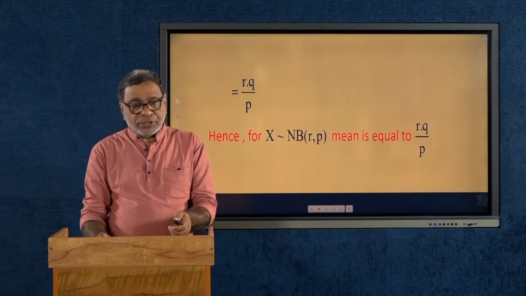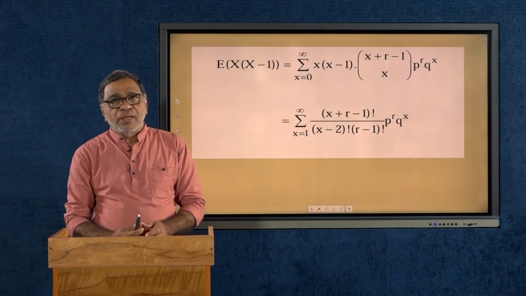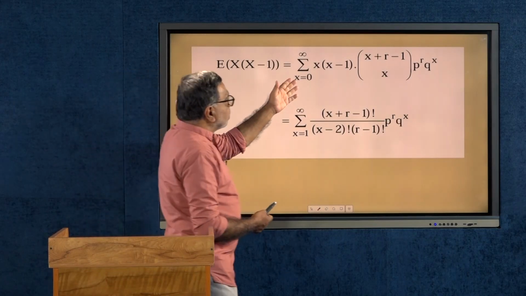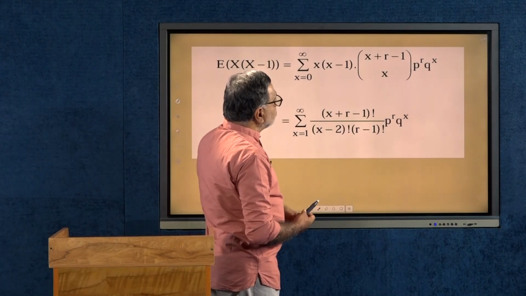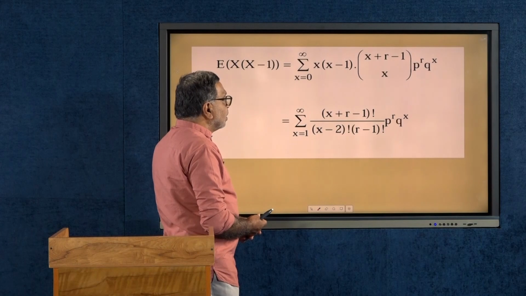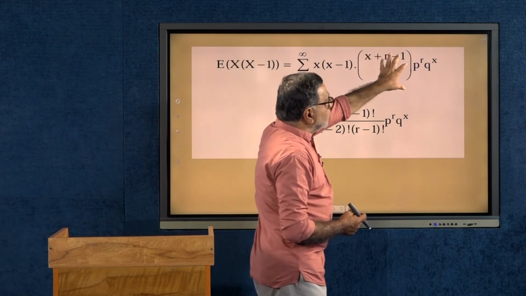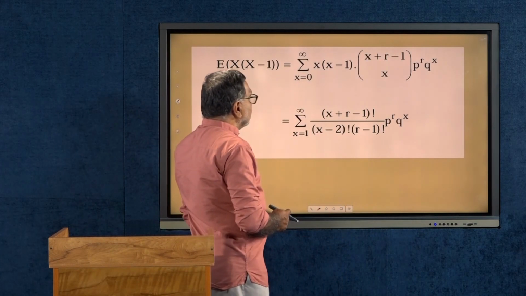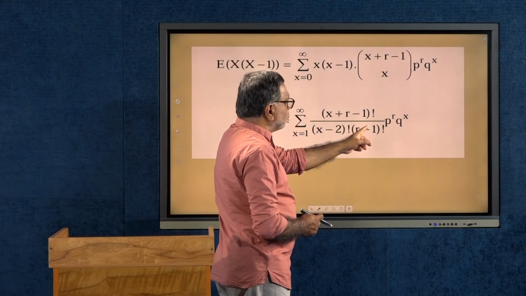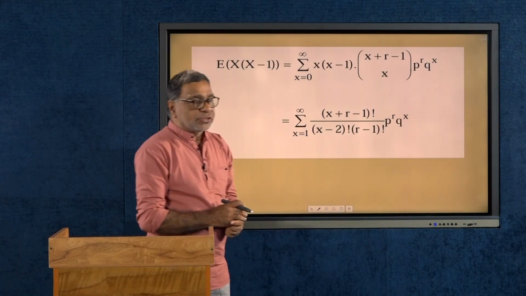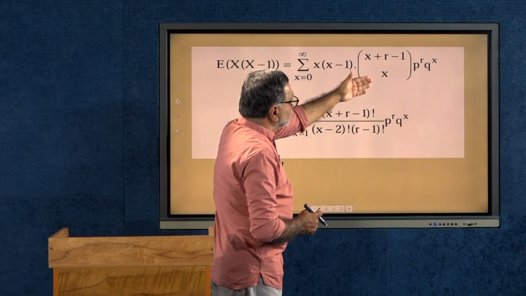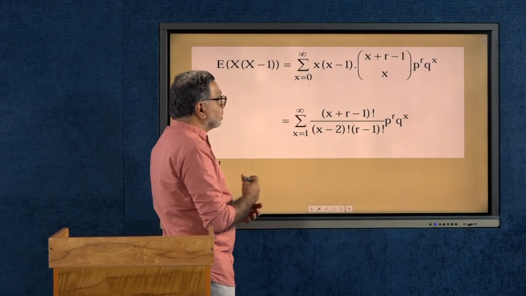To get the expectation of x into x minus 1, as usual, we have the formula: summation over x, x into x minus 1, x plus r minus 1 C x, p power r, q power x. This is the negative binomial probability mass function. This is (x plus r minus 1) factorial divided by (x minus 2) factorial, (r minus 1) factorial, p power r, q power x. This is obtained because x into x minus 1 is cancelled against x factorial, and the common factors are cancelled.